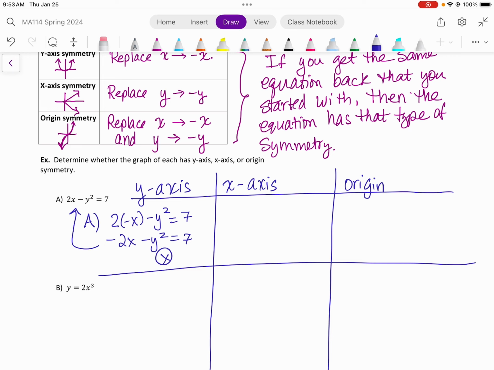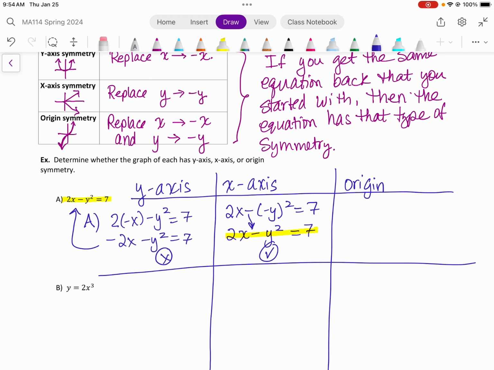For x-axis, I take out y and put in negative y. Okay, if I square negative y, I'll have positive y squared. I'm still subtracting right here. This equation is exactly what we started with. They match. So we do have x-axis symmetry.